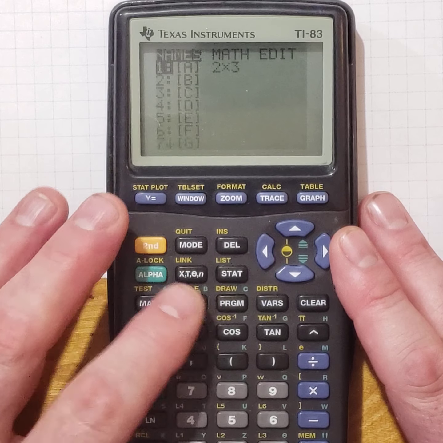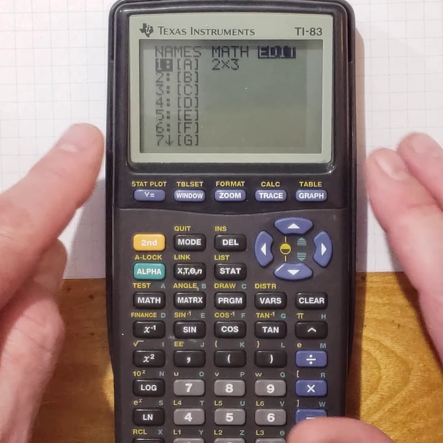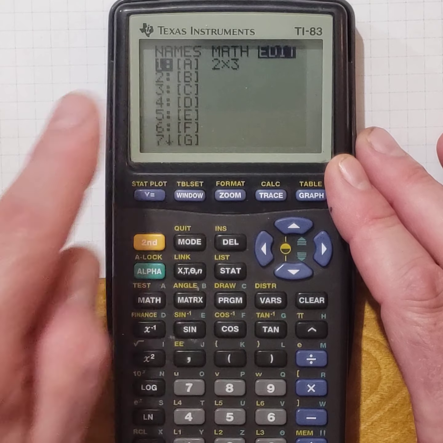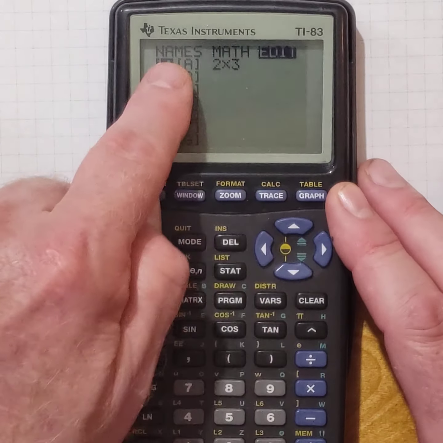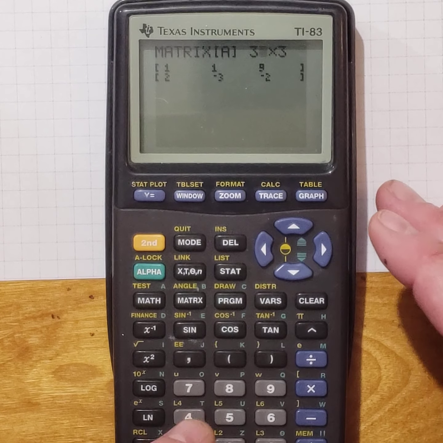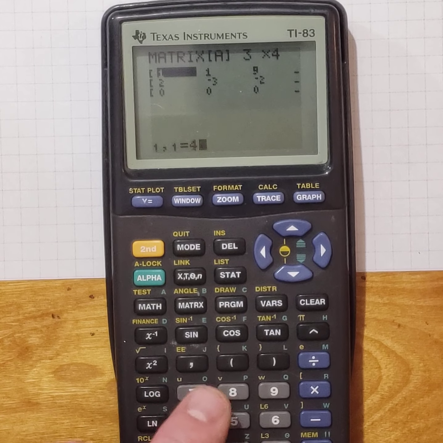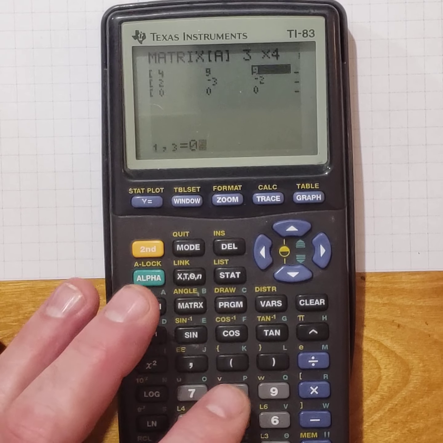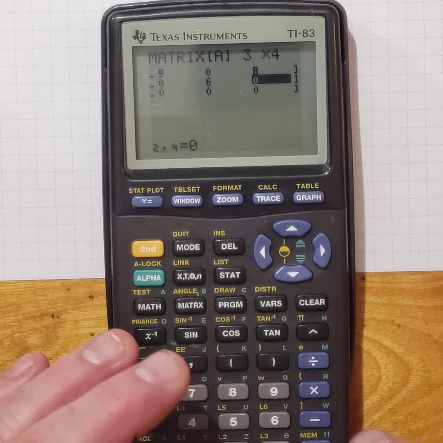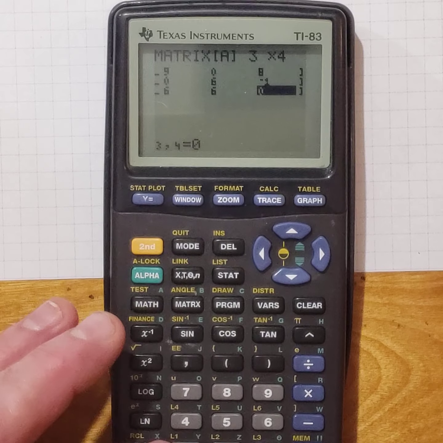To put that in, we want to go matrix, over to edit. Pay attention to that pattern. First time we go over to edit. Second time we go over to math. Third time we go to names. So we're sort of moving from right to left here. This time we need 3 rows, 4 columns. Our numbers were 4, enter, 9, enter, 0, enter, 8, enter, and then 8, 0, 6, negative 1, and then 0, 6, 6, negative 1 again.